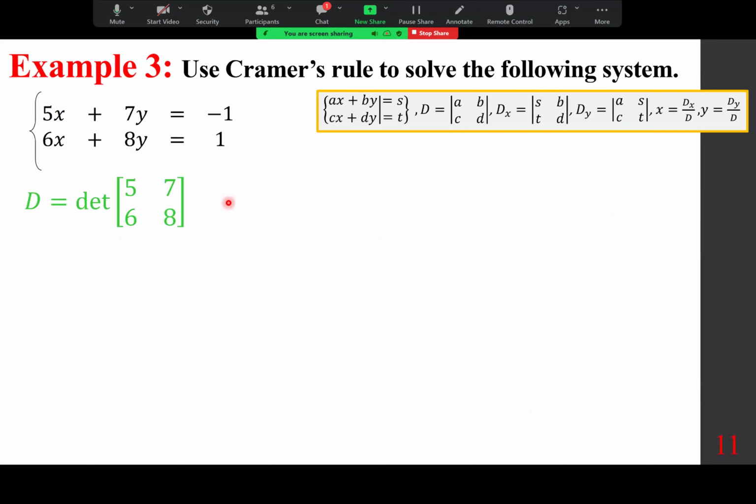See, when you use matrices, and then symbols, then you have to put determinant. So 5 times 8 minus 6 times 7. These two minus these two. 40 minus 42 is negative 2.